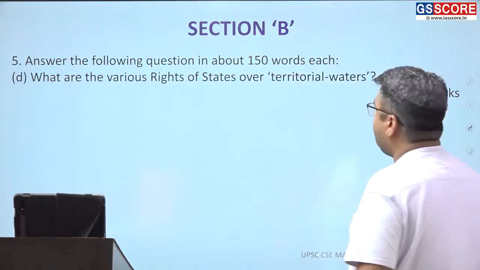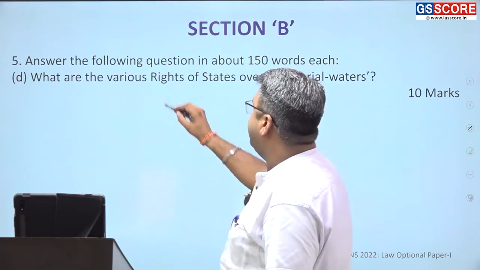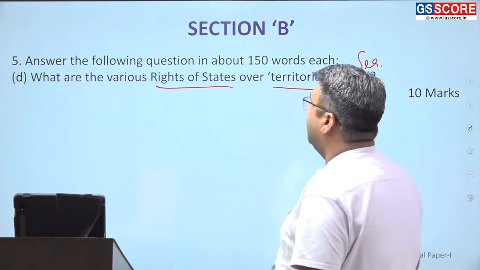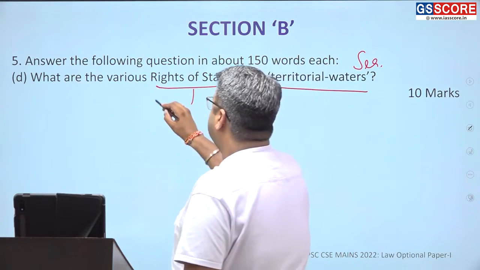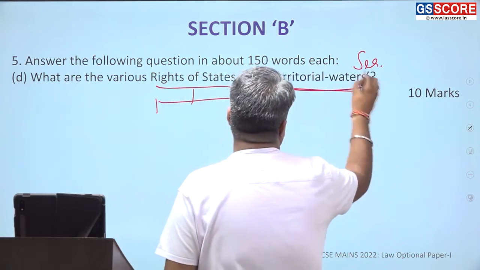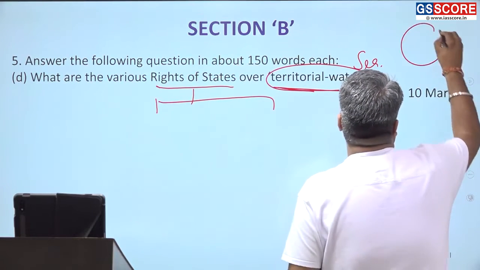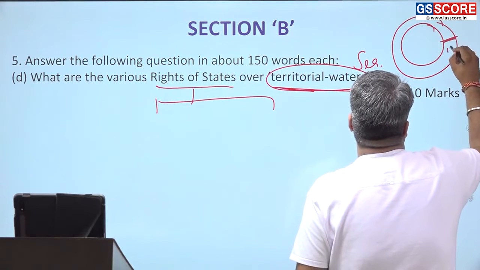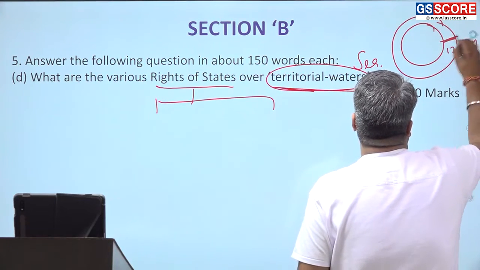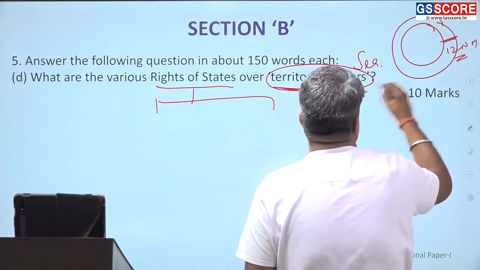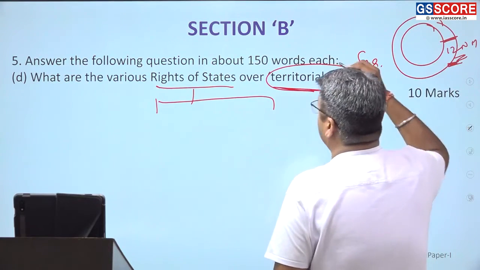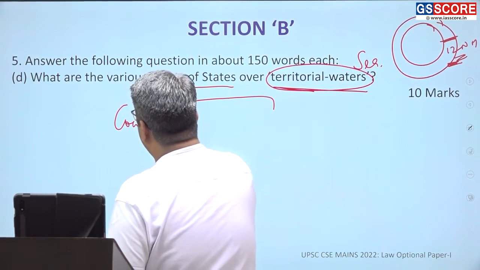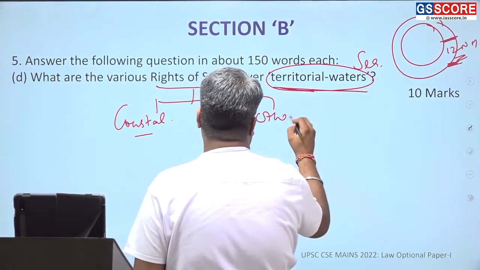Okay. Then we have various rights of states over the territorial water or territorial sea. So rights of the states. First of all, territorial sea, you know very well that you get a 12 nautical miles area as territorial sea. In this territorial sea, the coastal state has a few rights and other states have a few rights.